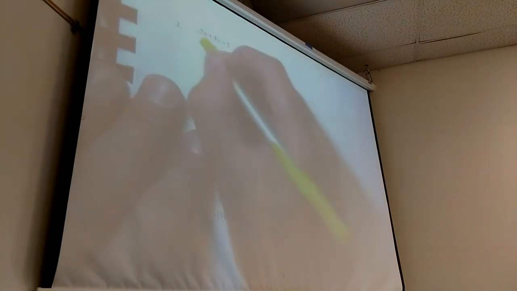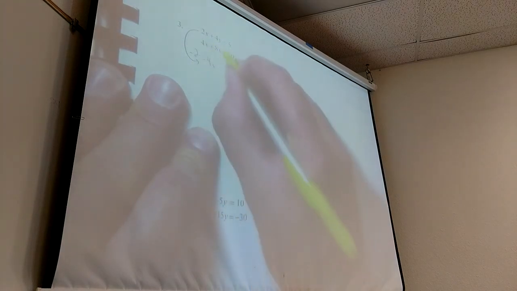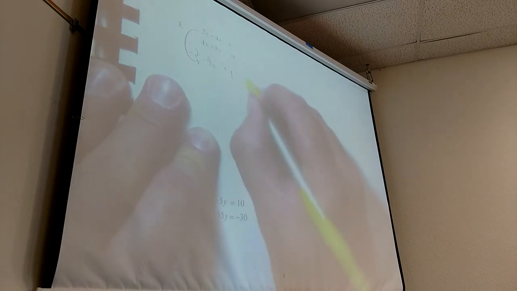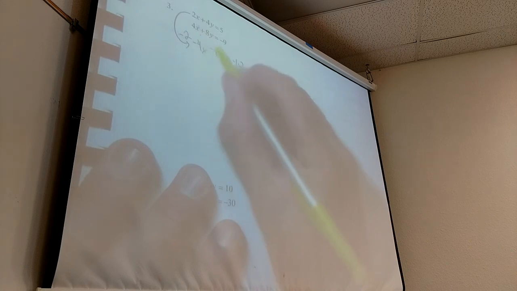Okay. So you guys try number 3. You should notice something pretty quickly about this one. So one thing is you've got to multiply by a negative, right? So if I took the first one and multiplied it by negative what? Negative 2. So I get negative 4x minus 8y is negative 10. And when I add these together, what do I get on this side?